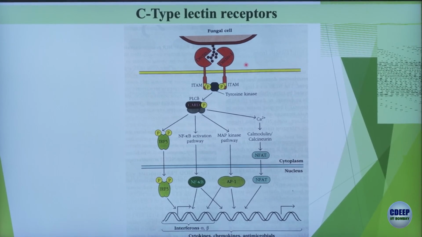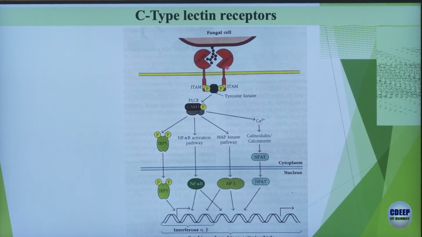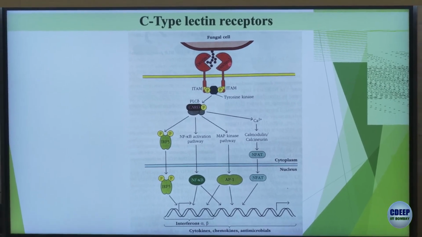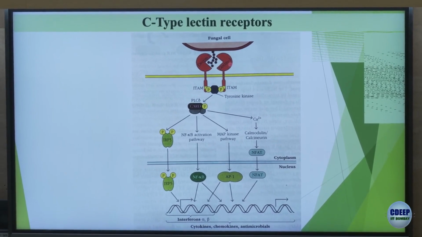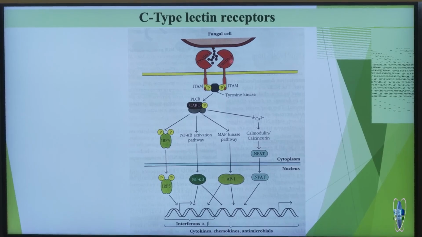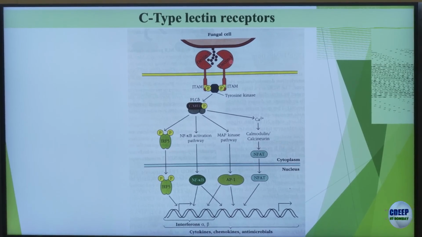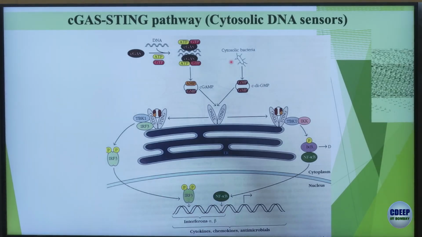There was a family which was highly susceptible to fungal diseases. People tried to find out the reason. Ultimately they found that there is a mutation in one of the lectins known as dectin-1. Because of this mutation, the cells will not recognize fungal pathogens. And because of that, it goes generation by generation in that family, and they are more susceptible to fungal diseases.